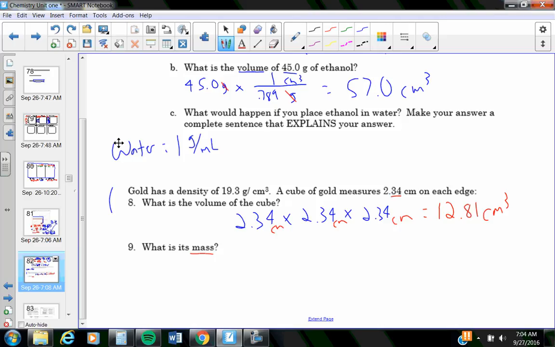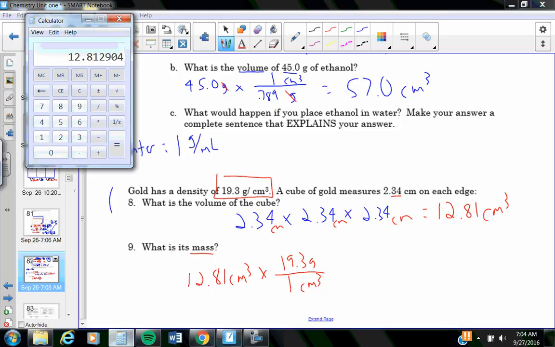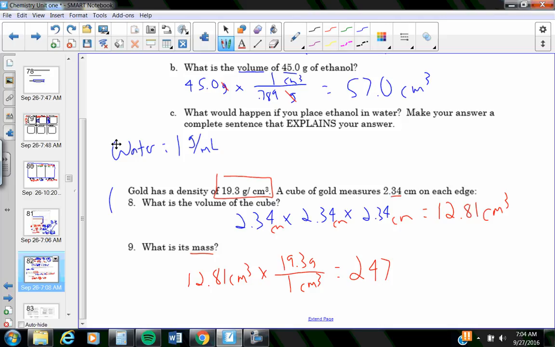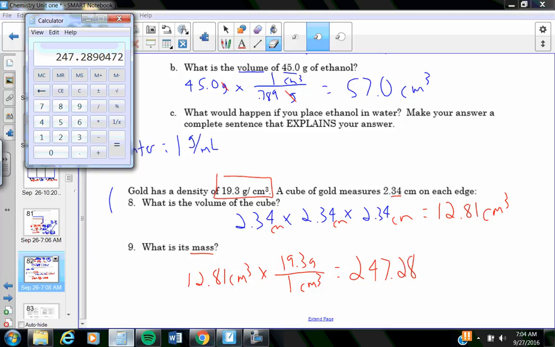What is its mass? Well, if you have 12.81 cubic centimeters of gold, and gold is 19.3 grams per every 1 cubic centimeter, I just take that number that's still in my calculator, multiply it by 19.3, and I should get 247.28. I really don't care how we round. Let's see, cubic centimeters crossed off, grams is our only answer.